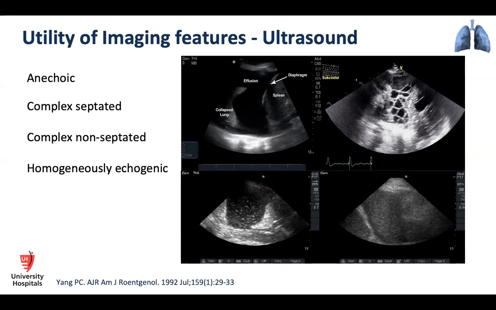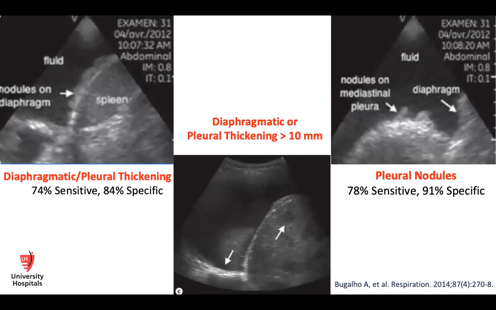And then homogeneously echogenic effusion, which is again rare with malignant effusions, but common with empyemas, where you can't really differentiate between the effusion and the liver. And the only way to do that is to identify the diaphragm.